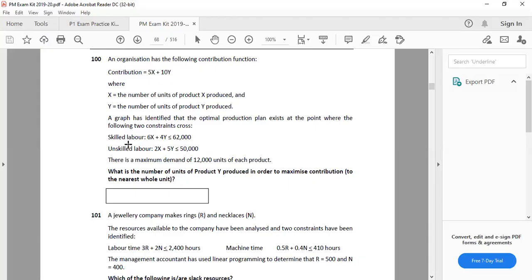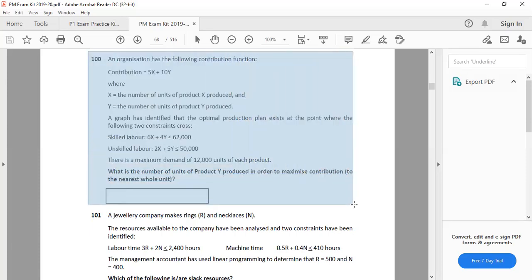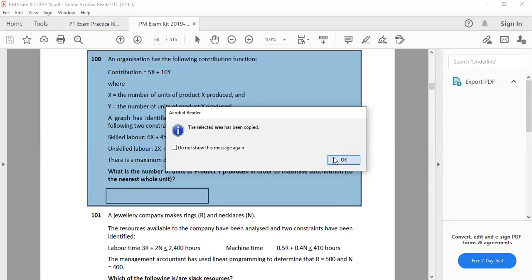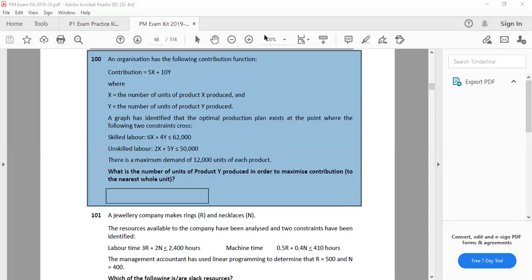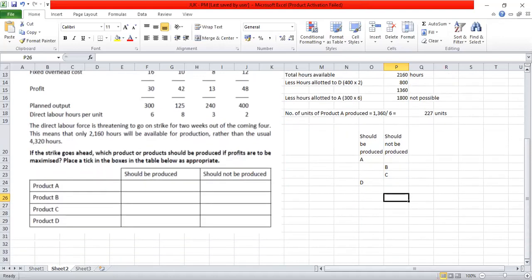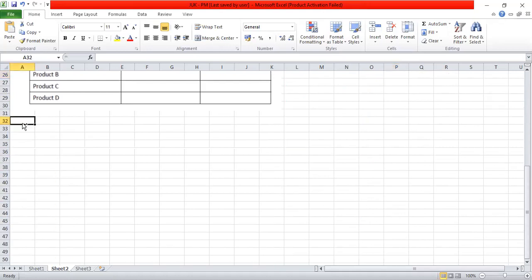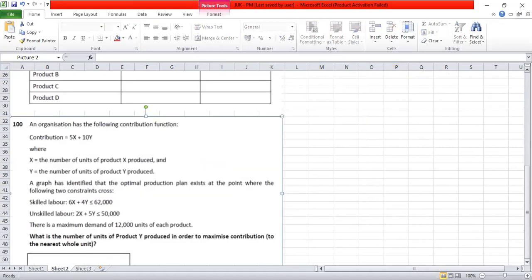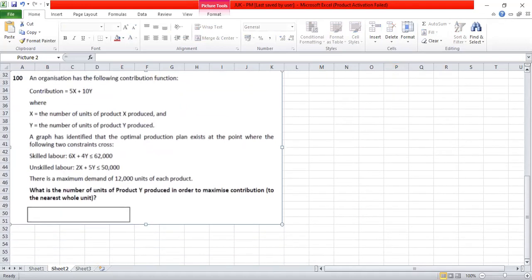So from here onwards we have the linear programming questions. Question number 100. Let's take this question to the Excel file. An organization has the following contribution function. Contribution is equal to 5x plus 10y, where x is the number of units of product x produced and y is the number of units of product y produced.